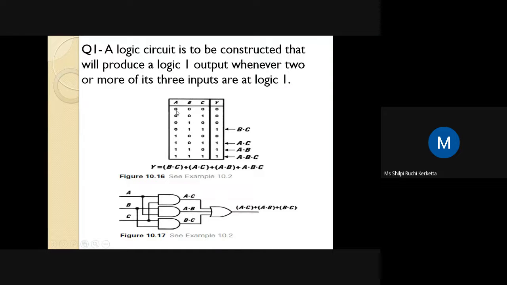Here we can see we have 0 0 0, so no two ones are there, so we will get a 0. Only one is there, so we are getting a 0. But if two ones are there, then we are getting a 1. Here also only one is there, so we are getting a 0. Here we have two ones, so we are getting a 1. Here also two ones, so a 1. And here also two ones, so a 1.